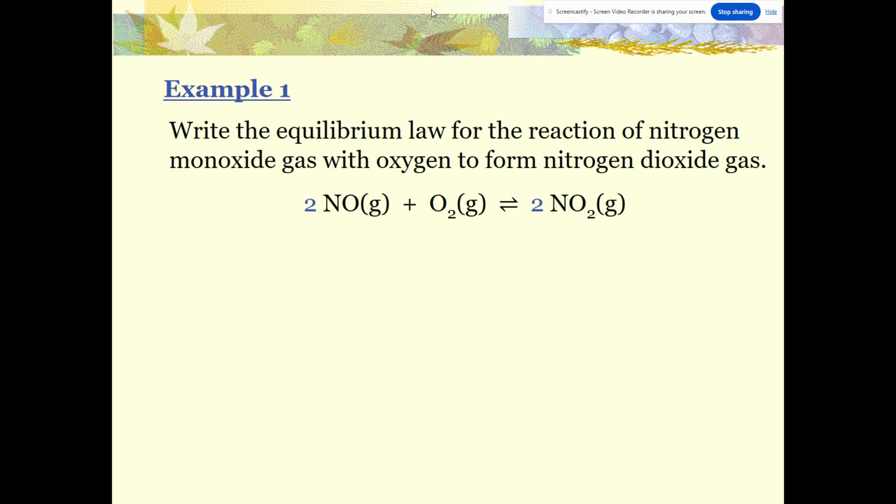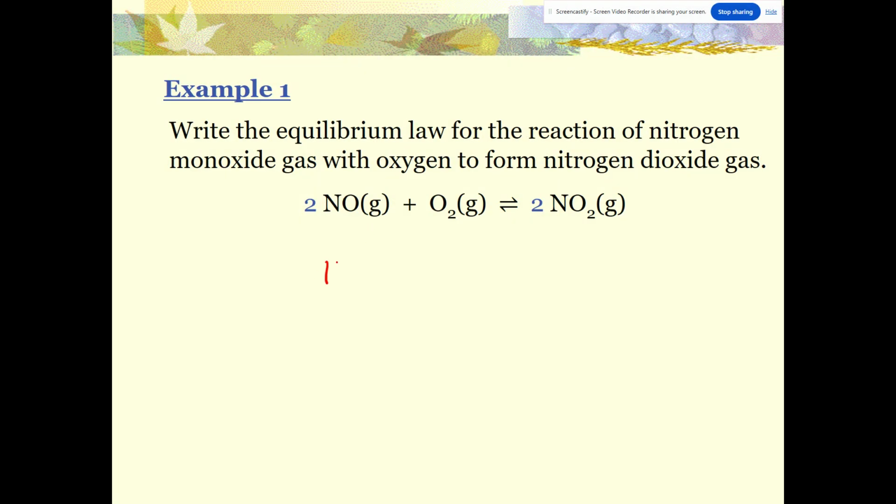So here are some examples. Write the equilibrium law for the following reaction. We have nitrogen monoxide gas and oxygen forming nitrogen dioxide. Now you could be asked to write this equation yourself, or it could be given. Remember to balance it, okay?